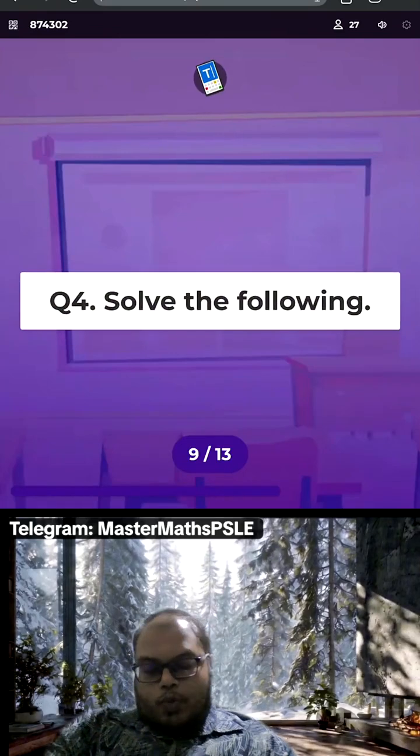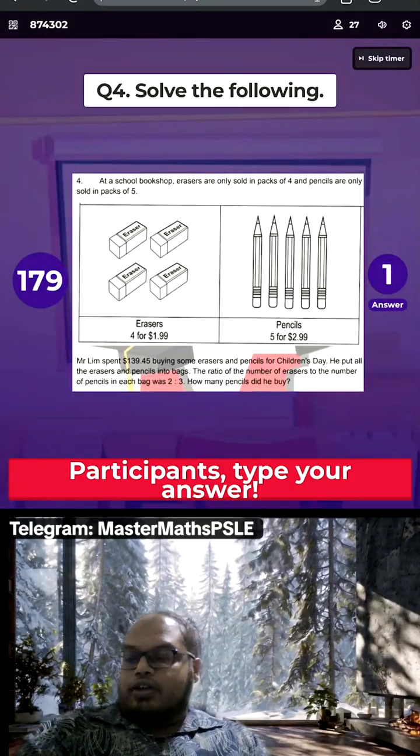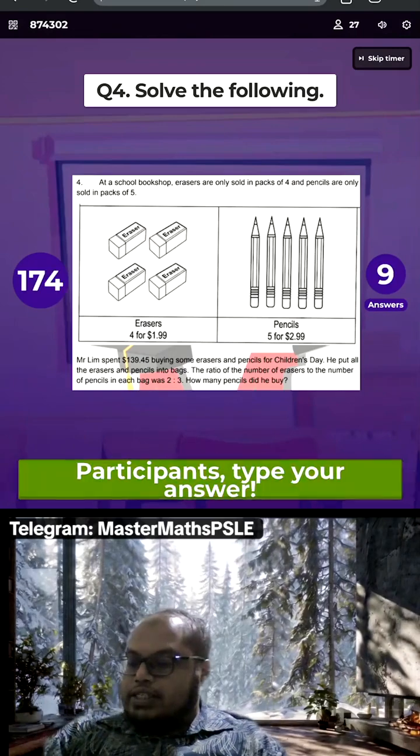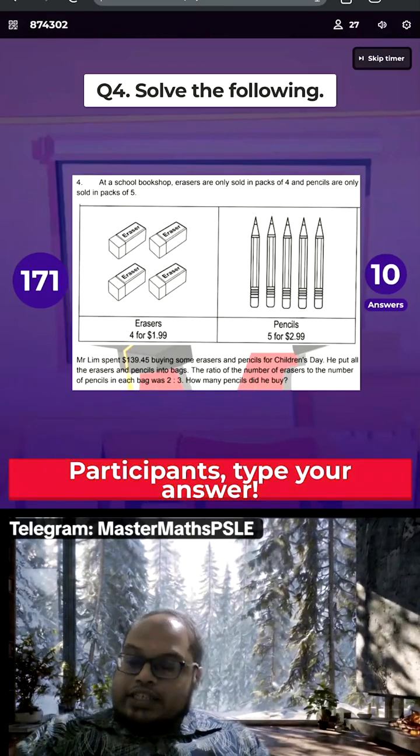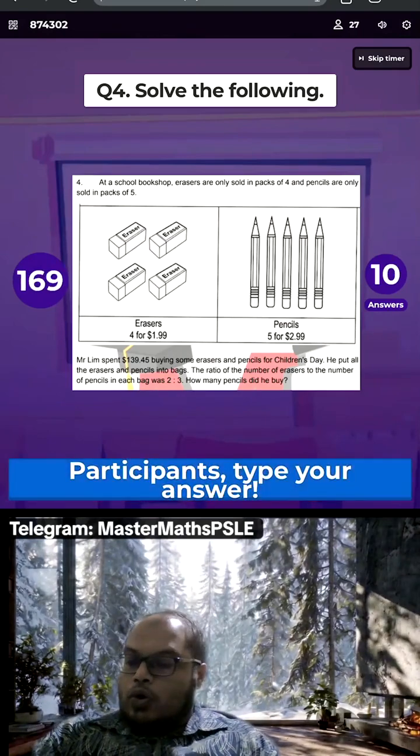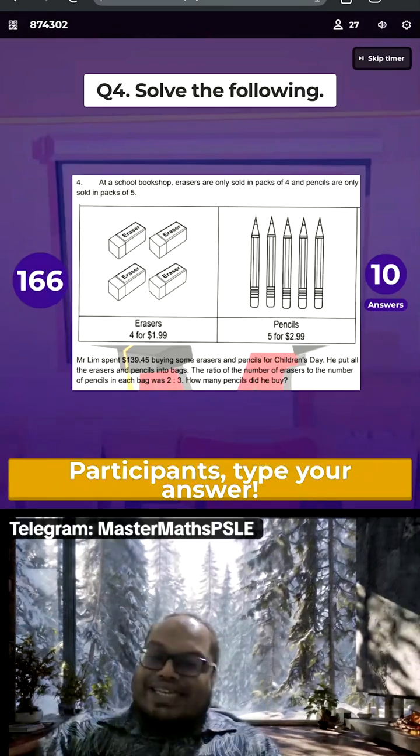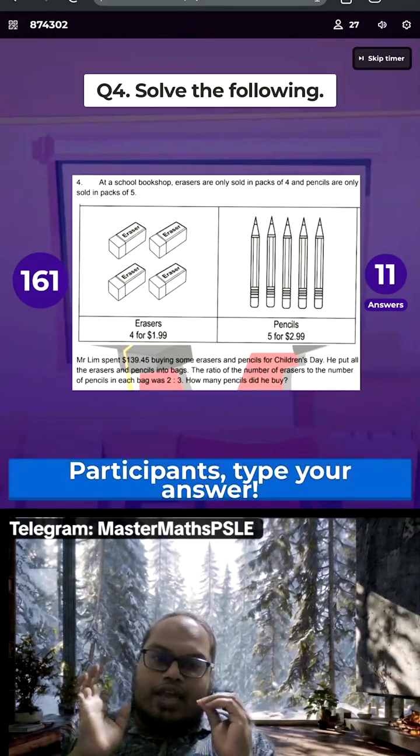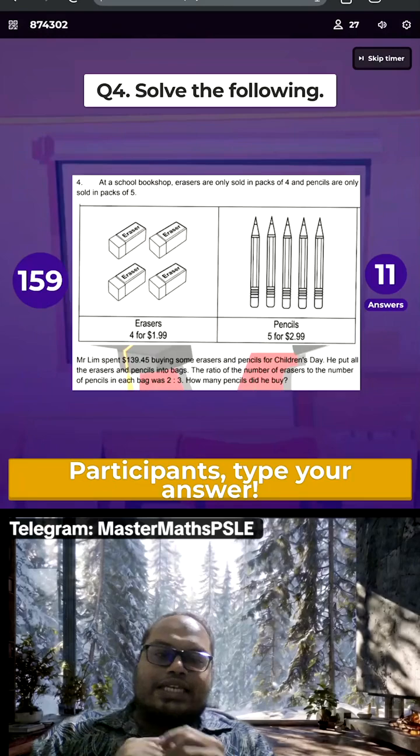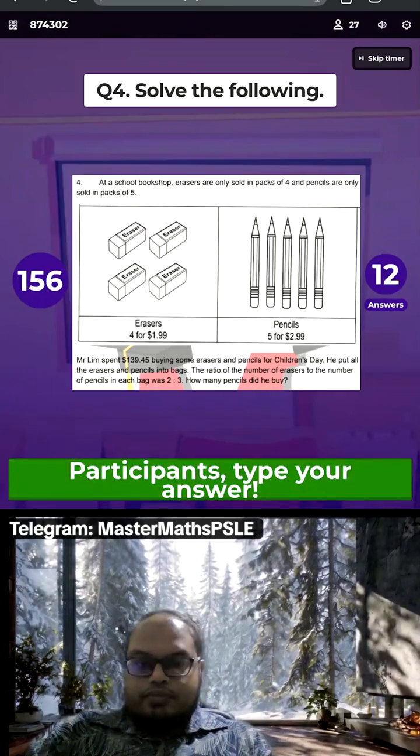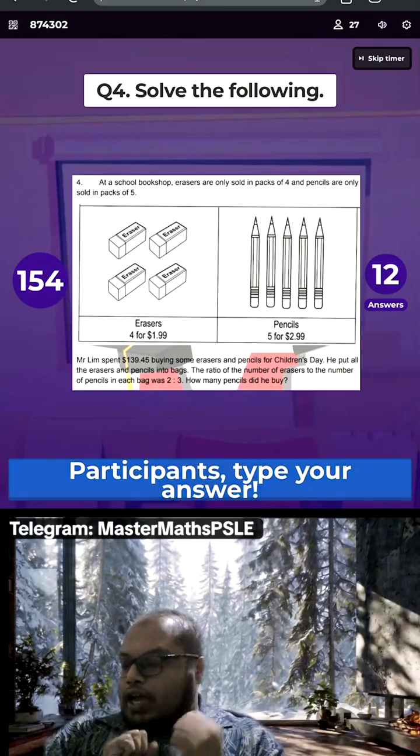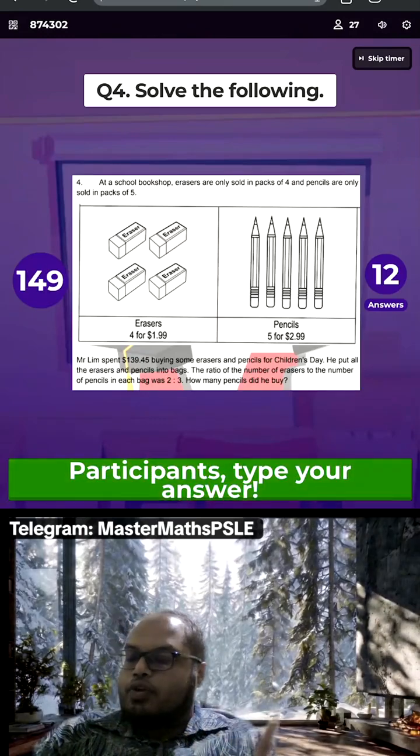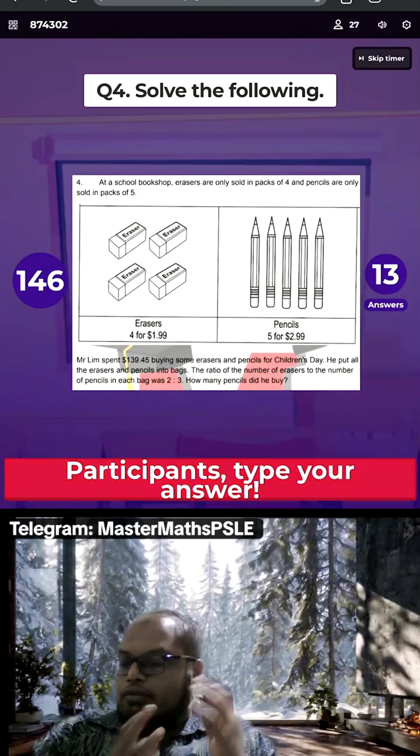Okay, double points question. This is a grouping question. At a school bookshop, erasers are only sold in packs of 4, and pencils are only sold in packs of 5. See here, I emphasize on the only. The main thing here is that Mr. Lim spent $139.45 to buy the erasers and pencils.